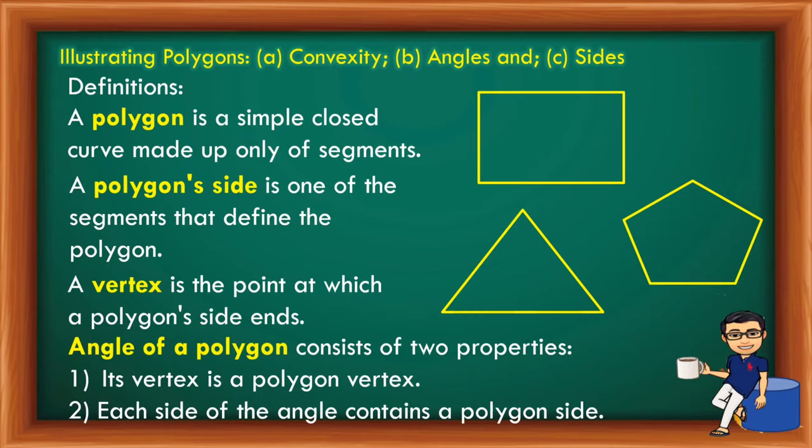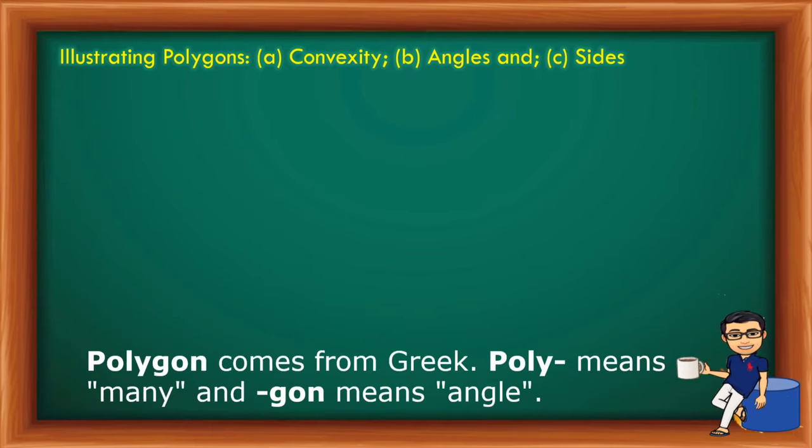Let us try to continue. Let us try to work on this. Since we are talking of a polygon, polygon comes from Greek words: poly means many and gon means angle. Ibig sabihin, when we talk of polygon, it is many angles. Ito yon, many angles.